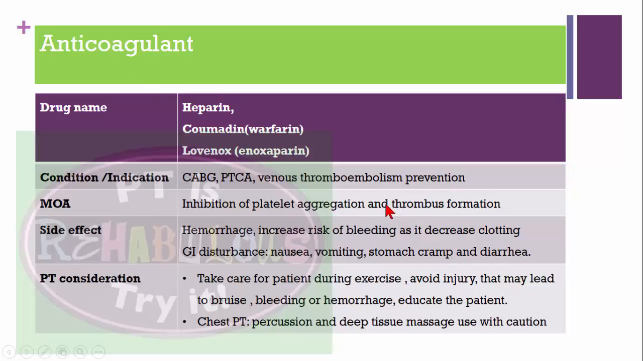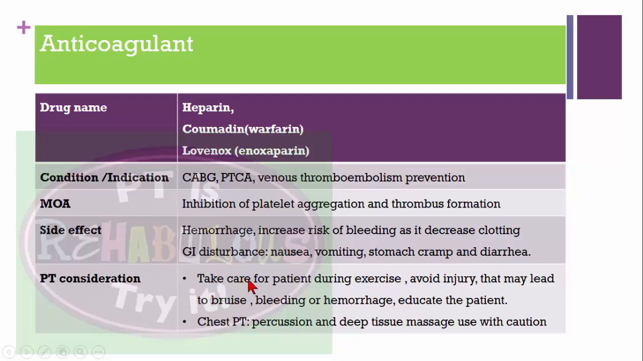So it won't allow formation of thrombus, and this is very common in post CABG and PTCA patients. So this inhibits platelet aggregation and thrombus formation. The main side effect is hemorrhage, an increased risk of bleeding, because it decreases clotting. Patients may also have GI disturbance like nausea, vomiting, stomach cramp, and diarrhea.